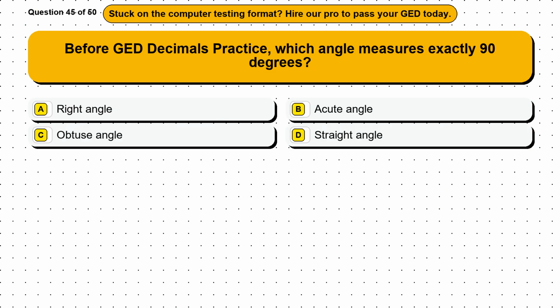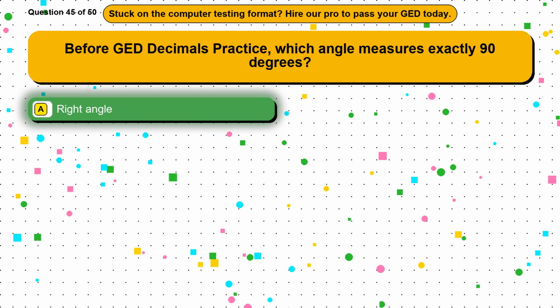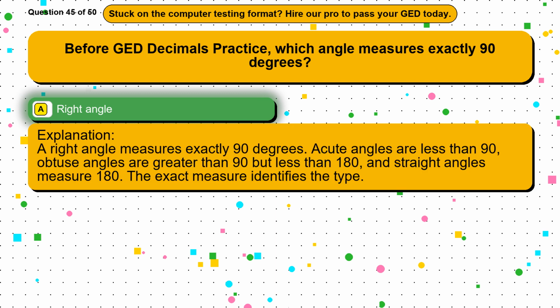Question 45. Before GED Decimals Practice, which angle measures exactly 90 degrees? Option A. Right angle. Option B acute angle. Option C obtuse angle. Option D straight angle. The correct answer is option A. Right angle. A right angle measures exactly 90 degrees.